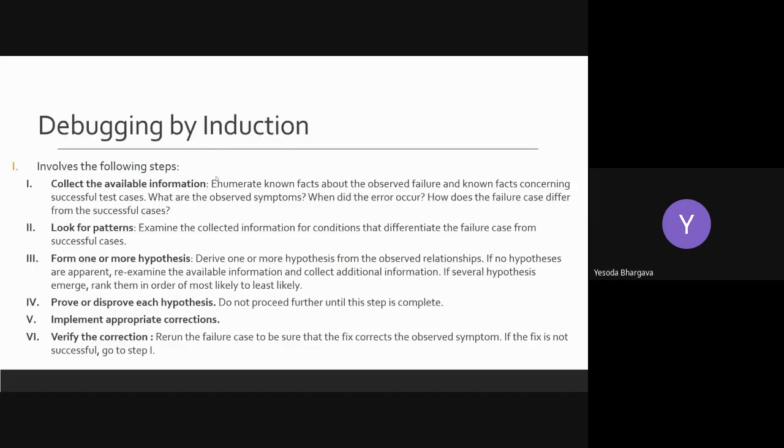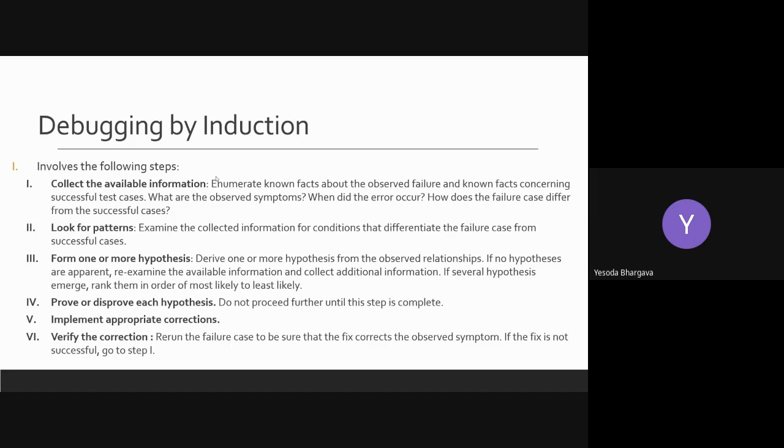So we will talk about debugging by induction. Again, as I always say, don't put too much attention into the word, but try to understand what that word means in the context of debugging. Induction and deduction are two schools of thought when it comes to developing knowledge, also in scientific theory.